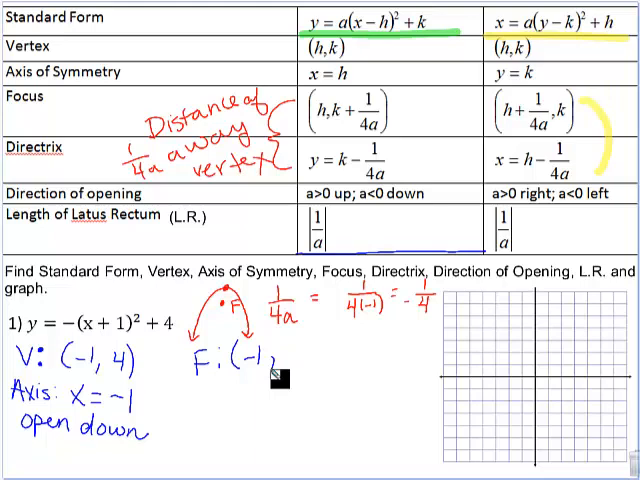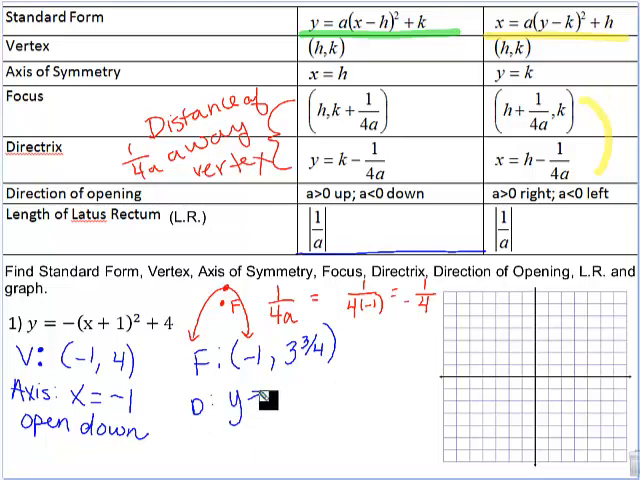4 minus 1/4. Yeah, 3 3/4. Okay, so it's my focus. 4 minus 1/4 is 3 3/4. 4 minus the fourth is 3 3/4. Keep the h. Yep, we keep the h because the k is what's moving. The y values is what's changing here. So then the directrix says y equals.